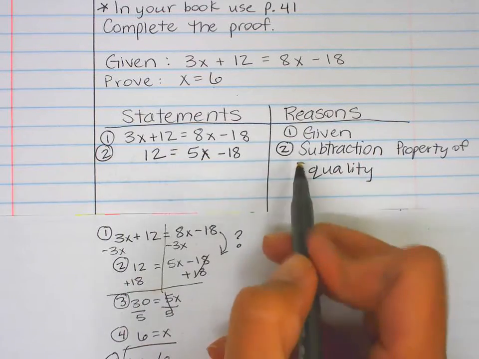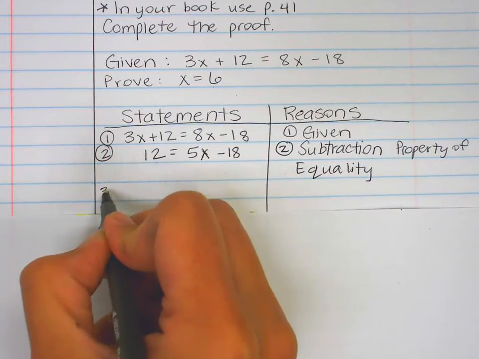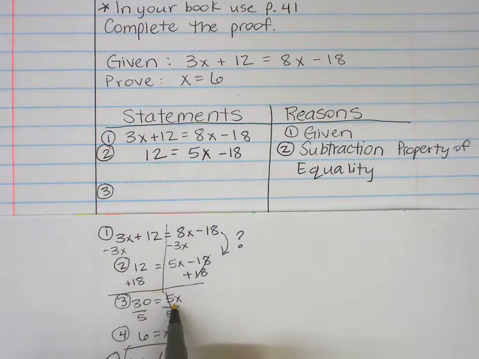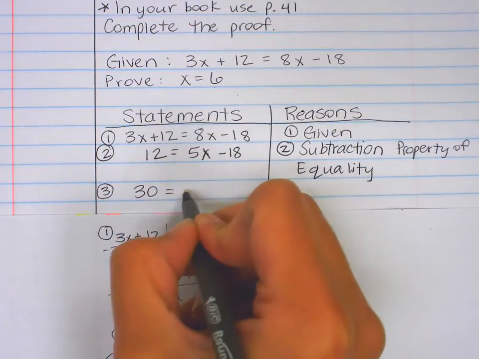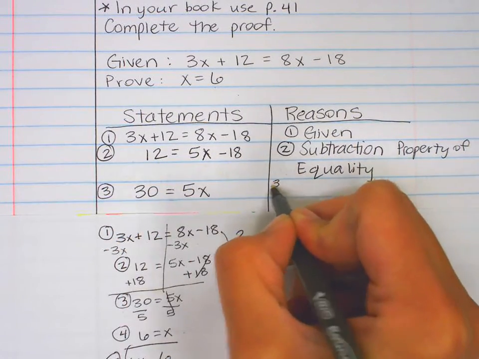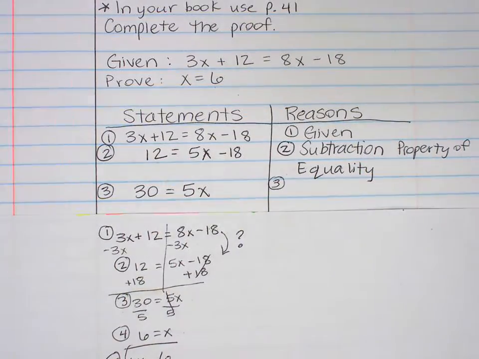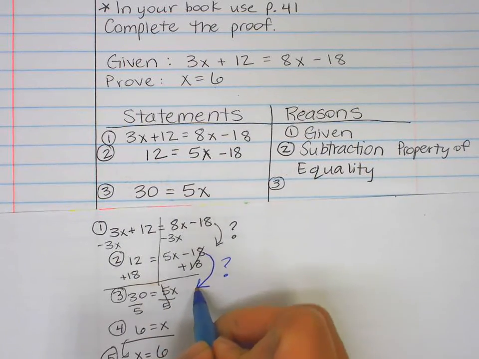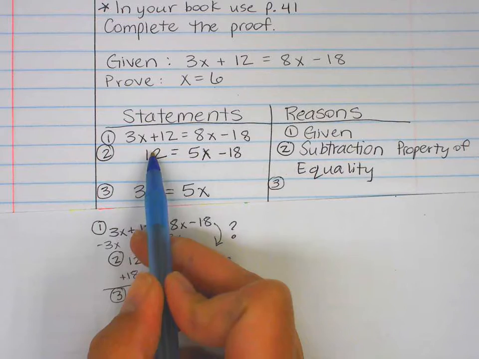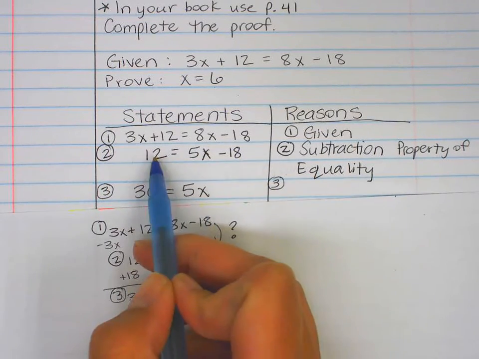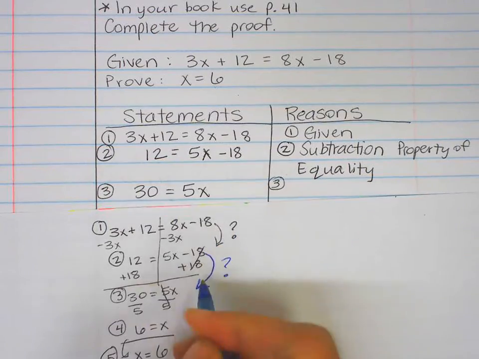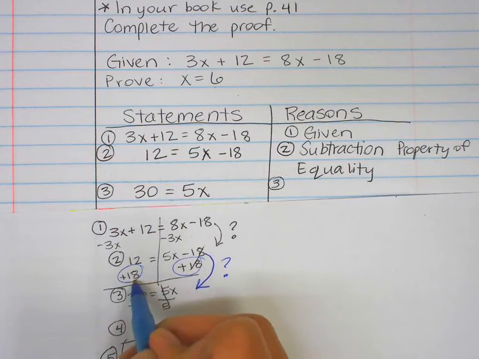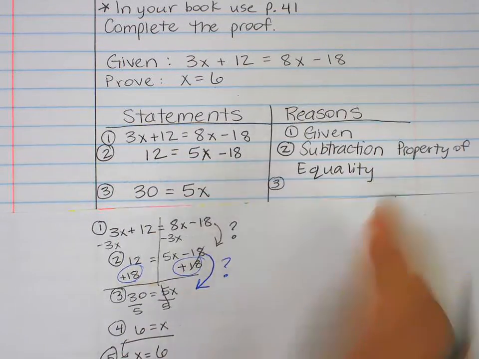Okay, so the next step, see how I had to write on that line? I'm going to skip so that they're on the same line. So step 3, or statement 3: 30 equals 5x. I have to think what was done from step 2 to get to step 3. What was done from 2 to 3? How did I end up with a 30? You can also look and see what has changed. Where did the 18 go? How did 12 turn into 30? And you can see in the work, that's why I say work it out first, 18 was added to both sides. So if it's added to both sides, that's addition.